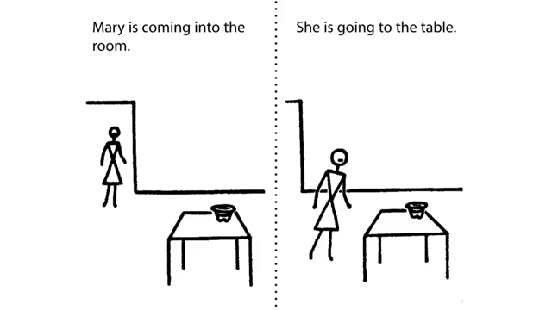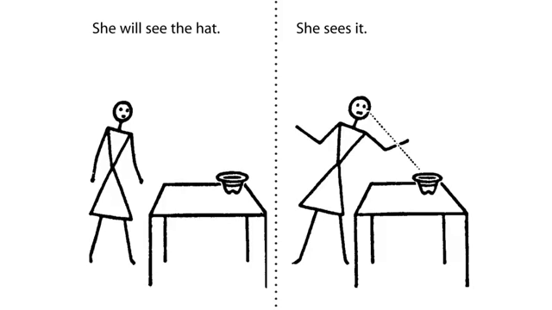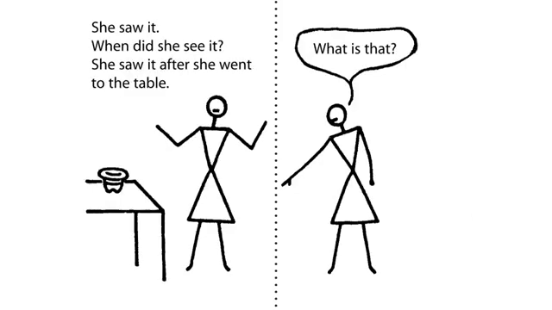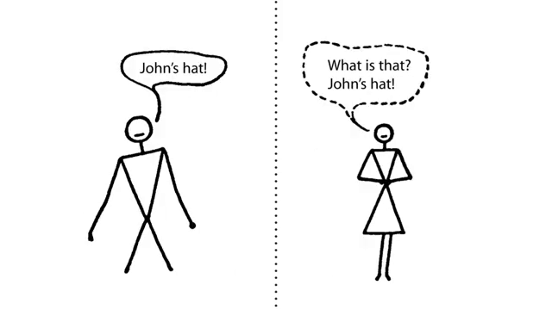Mary is coming into the room. She is going to the table. She will see the hat. She sees it. She saw it. When did she see it? She saw it after she went to the table. What is that? John's hat.